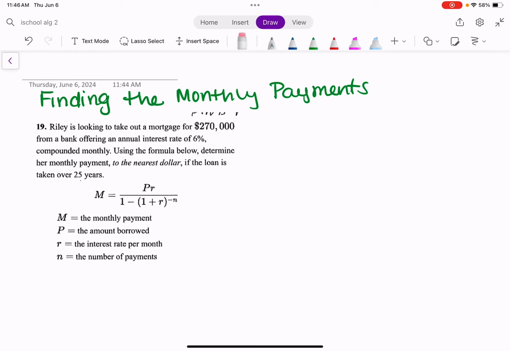What we're going to be focusing on in this video is finding the monthly payment. So based on the amount that you borrow and the interest rate, there's a certain amount of money that you have to pay per month, right? You have to pay your mortgage every month.